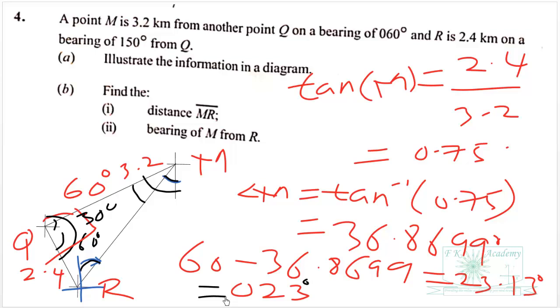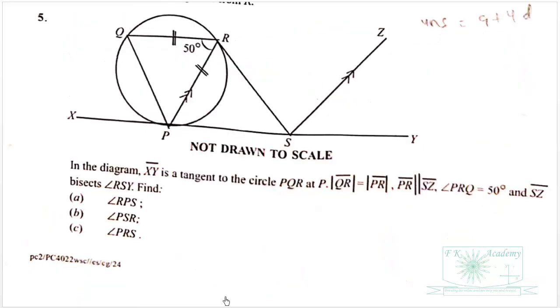Then we have the fifth question here. In the diagram, line segment XY is a tangent to the circle PQR at P. Then we're told that QR is equal to PR, and PR is parallel to SZ. Angle PRQ is equal to 50, and line segment SZ bisects angle RSY. We have to find angle RPS, angle PSR, and angle PRS. So how do we start?